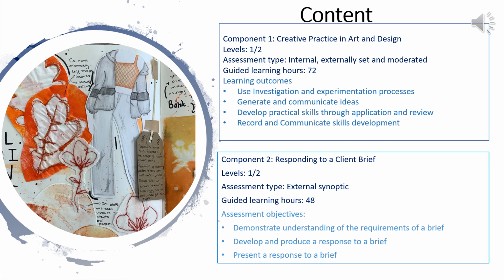This course is divided into two components. Component 1, Creative Practice in Art and Design, is the internally assessed unit, and this focuses on students learning how to use the creative process. As part of this, students will learn how to investigate using primary and secondary research and how to explore the work of others, including fashion designers, textile artists and also designers and artists from other medias. They will learn how to explore this through a creative and practical process as well as through written analysis.